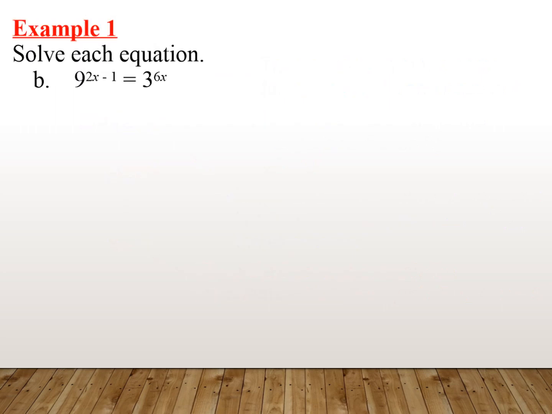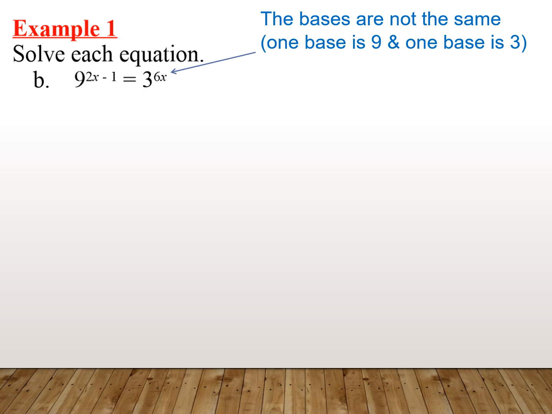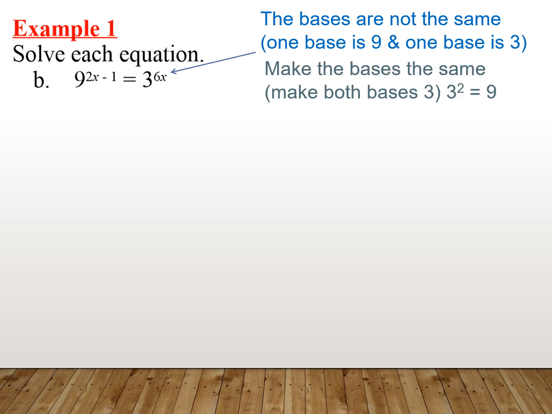Now I'll be showing you how to solve this exponential equation. And after that, I'll give you a question so you can try for yourself. So first, the bases are not the same, but we want them to be the same. So we make the 9 into 3 squared, to the power of 2x minus 1, equal to 3 to the power of 6x.